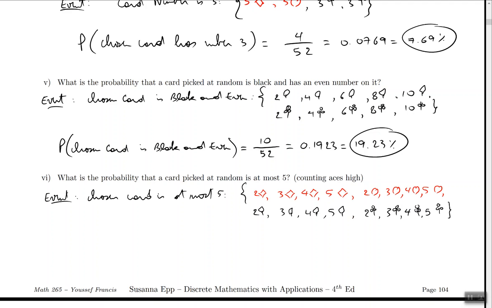You could have 2, 3, 4, 5 of diamonds, hearts, spades, or clubs. So now the probability of the chosen card being at most 5 is 16 divided by 52, because there are 16 cards in this possible event space, and so now 16 divided by 52 is going to be 0.3077, which is pretty much 30.77%.